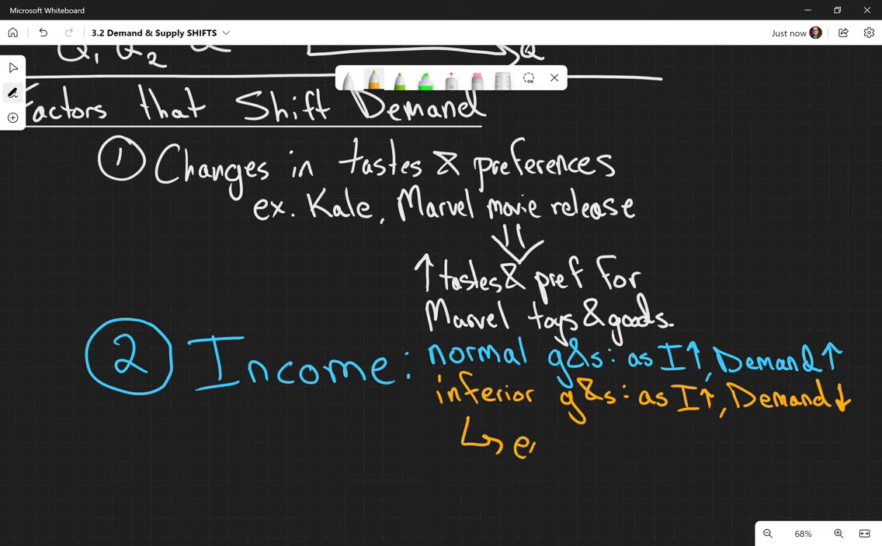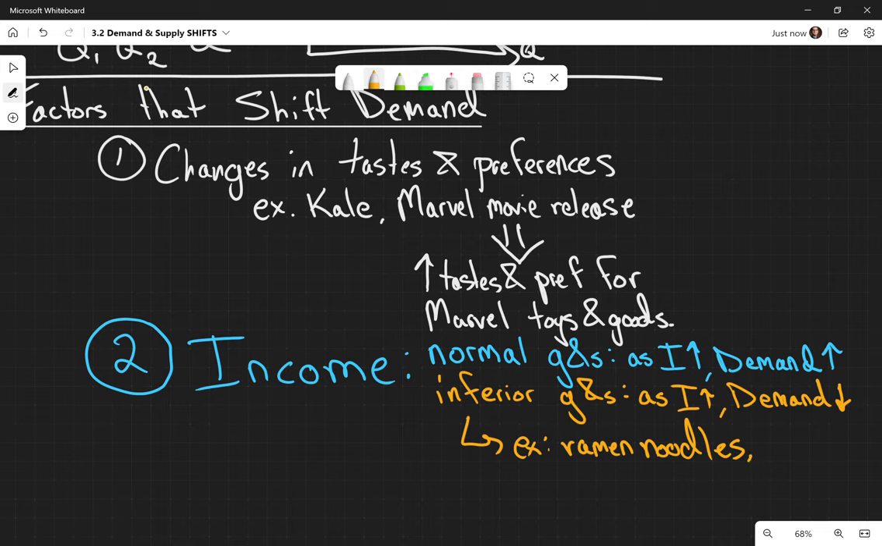But examples of inferior goods that I like to use are ramen noodles. Once you get past college, you pretty much never buy those little packets of ramen noodles ever again, right? Unless you like to cook and you can fancy them up. But you're not just going to eat a packet of ramen noodles microwaved in water. That's something you grow out of as your income increases, right? You eat more tasty foods.